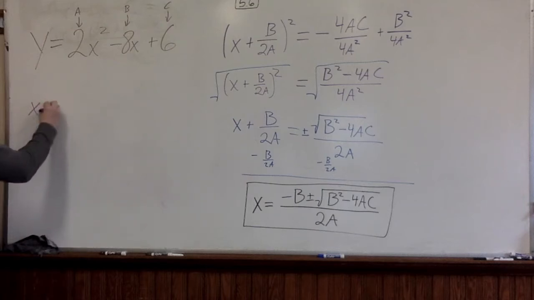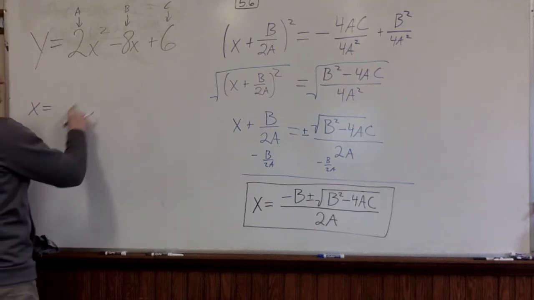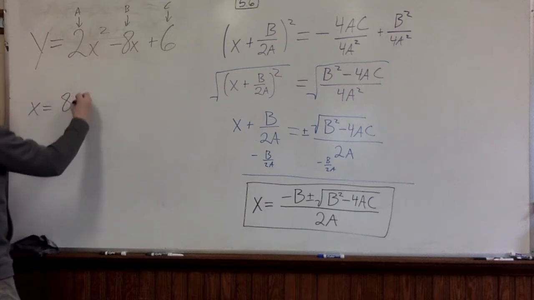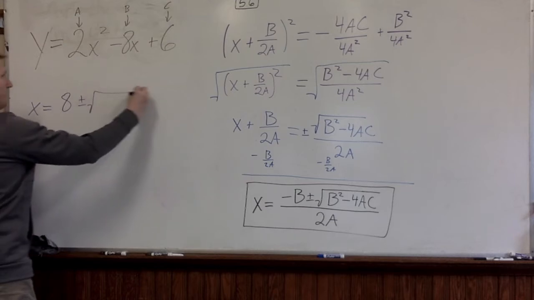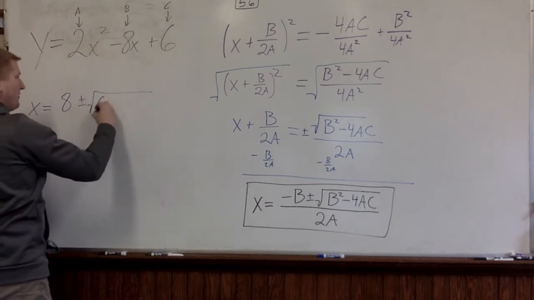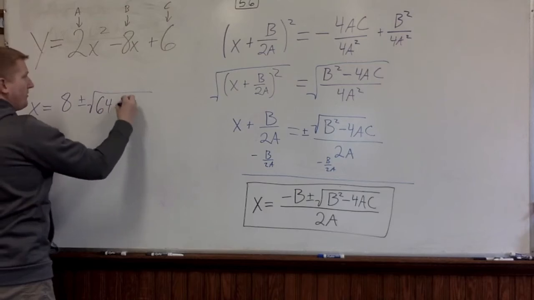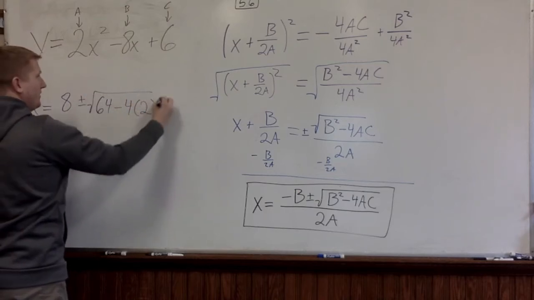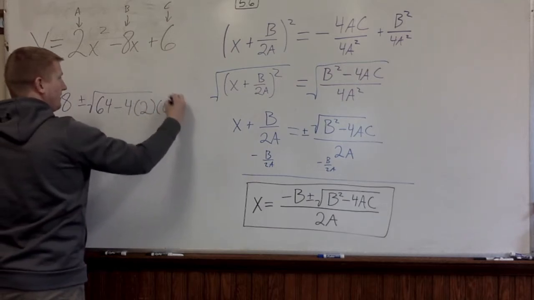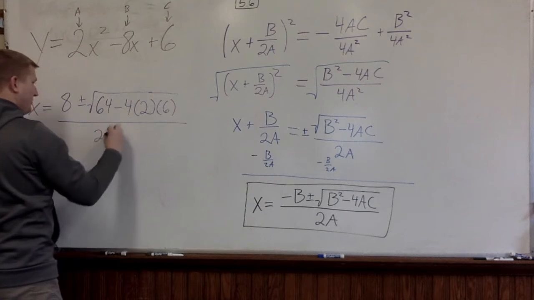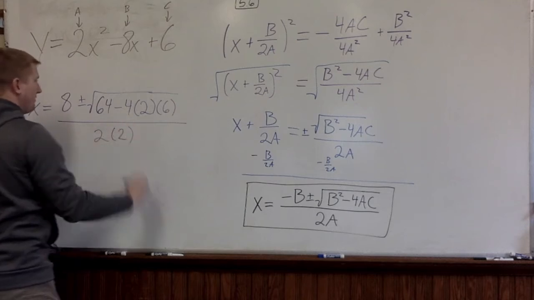So x is going to be equal to the opposite of b. So b is negative 8, so I'm going to take the opposite of negative 8, which is positive 8, plus or minus the square root of b squared, so negative 8 squared, that's going to be 64, minus 4 times a, in this case is 2, c, in this case c is 6, all over 2a, in this case it's 2.